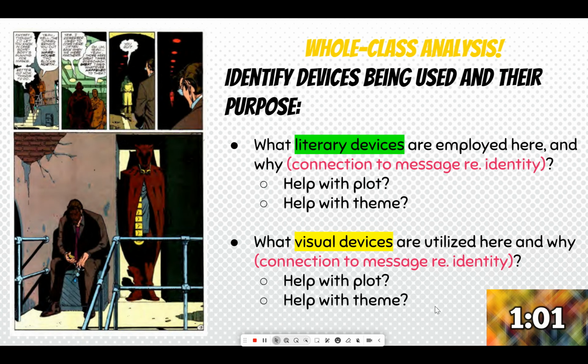One more minute to share out those literary as well as visual devices that you found in the comic and how they are related to the author's message about identity.